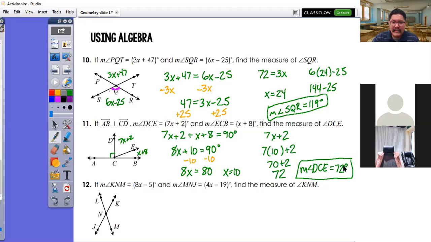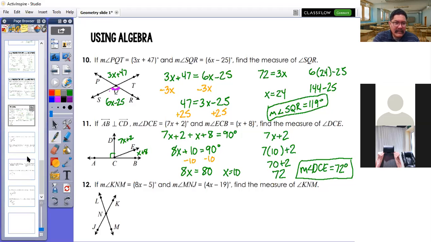Let's move on to the last one, which is this one here. Well, not the last one. We still got a few more to go. So let's see, KNM. So KNM, 8x minus 5, and then MNJ, so that's this one down here, 4x minus 19. Find, excuse me, find KNM. All right, so it looks like we're going to find this one, so it's going to be kind of the same thing. We just got to know which one to use.